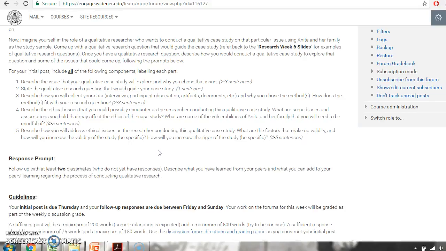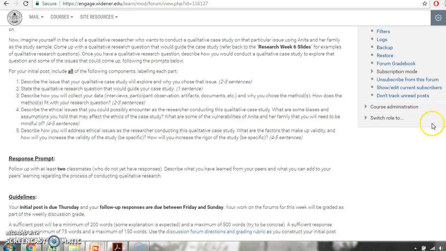And how will you increase the validity of the study? And you want to be specific. How will you increase the rigor of the study? And be specific. So really this assignment is trying to get you to apply a number of the concepts that we've been reading about. And again, these are brief. We're looking at a couple of sentences for each of these bullet points.